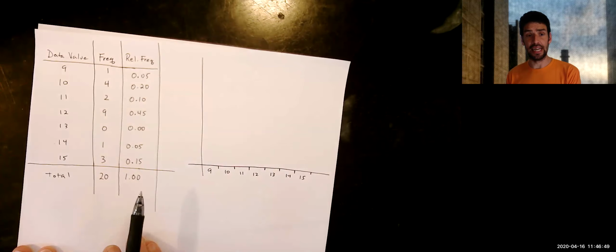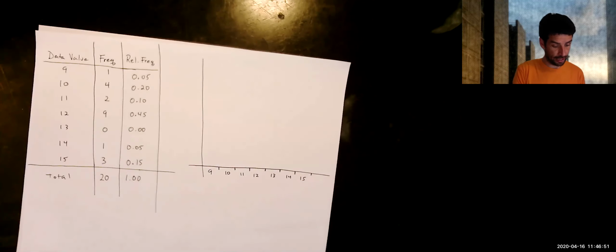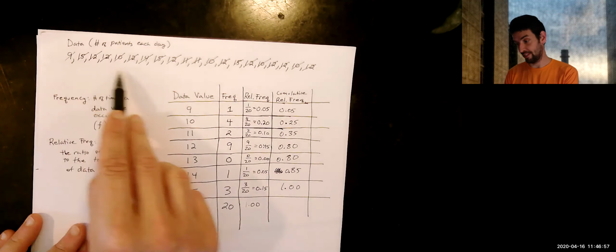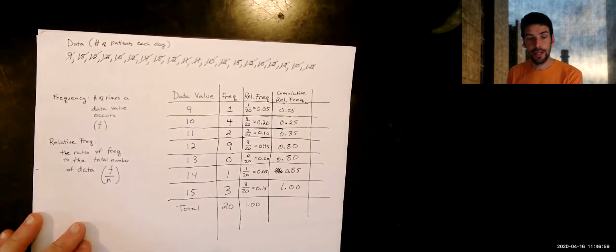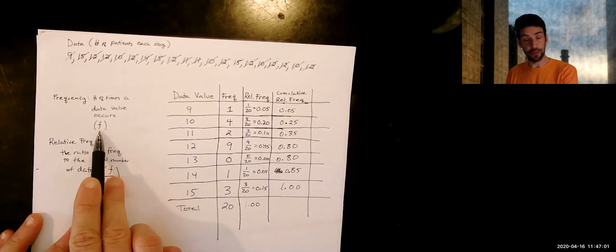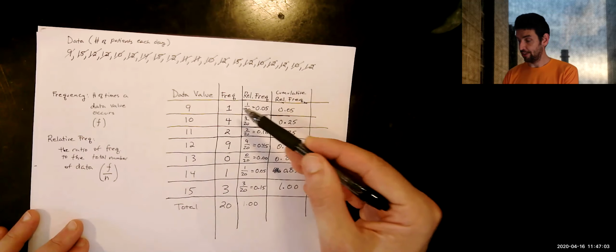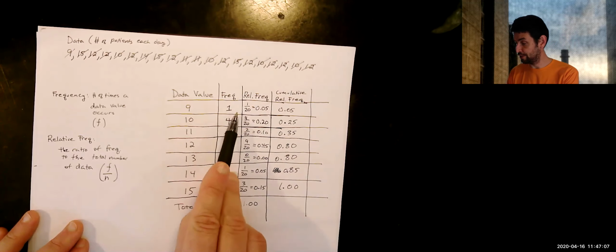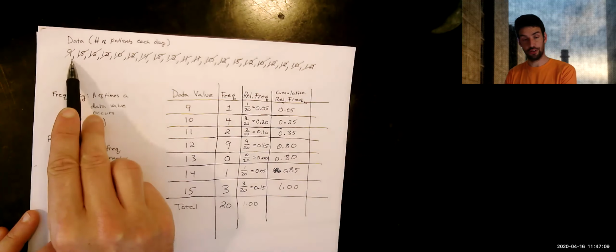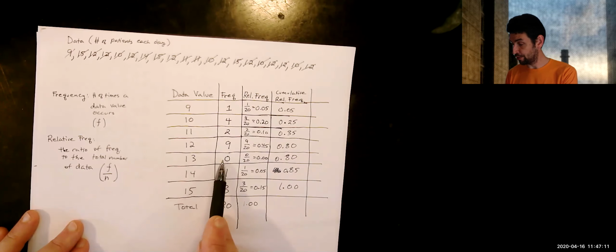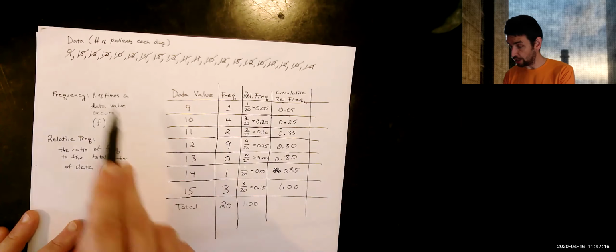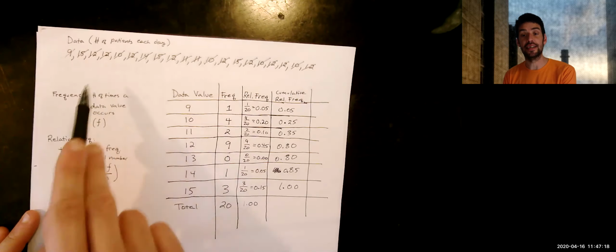So I made up some data for this frequency table. Maybe I'll show you the original here. This was the one we went through last time. I had this list of data that I had just made up. We computed the frequency, which we call F, which is just how many times each piece of data appears. So for instance, the data value 9 shows up just once, right? Or the data value 13 doesn't show up at all. The data value 12, let's pick that, shows up a whole bunch. It shows up 9 times in there, right?